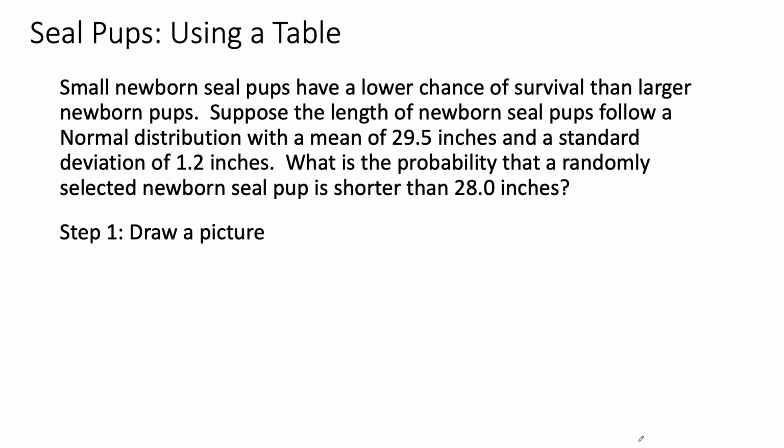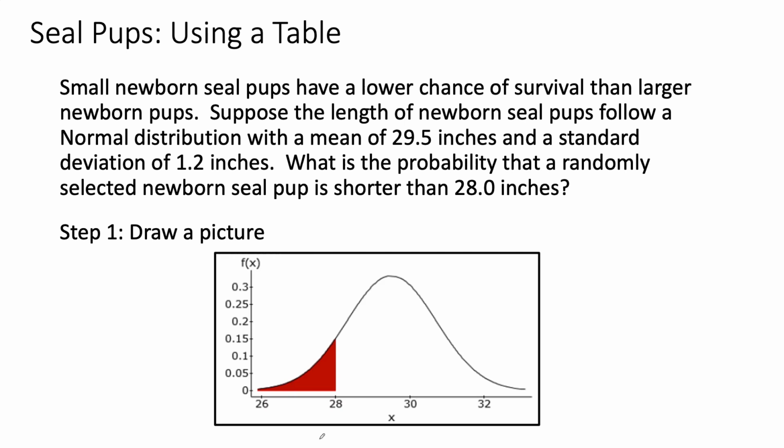So our first step is going to be to draw a picture. So here's my picture. Again, I want to mark the mean. Now this is the picture that StatCrunch spit out for me, but if I'm going to draw it on my paper, I want to mark my mean of 29.5 there. And then I want to shade the area that I'm interested in. Here I want to know the probability that we're shorter than 28 inches, so I'm going to take 28 and shade everything to the left. That's smaller.